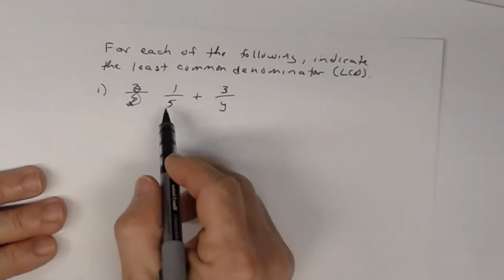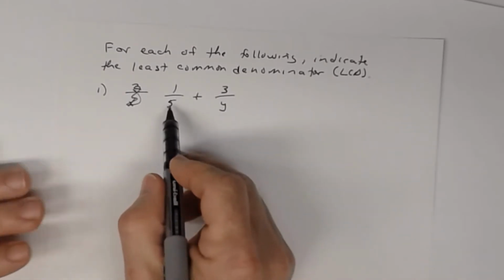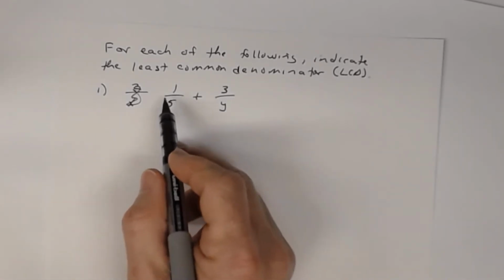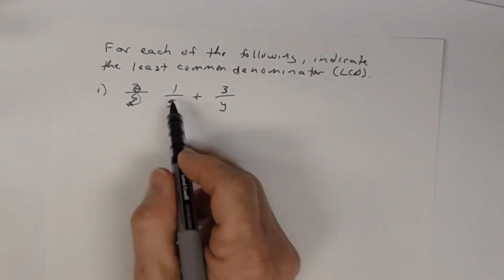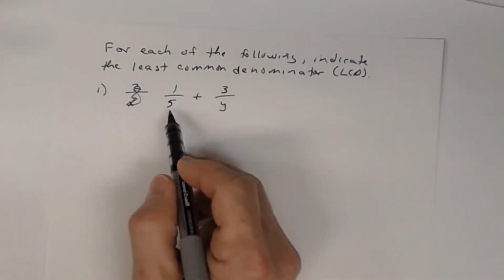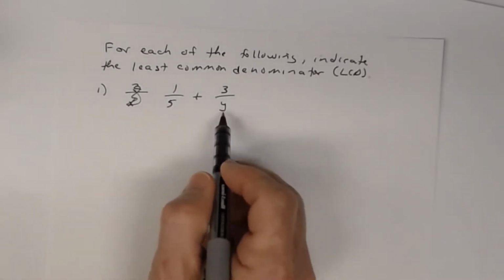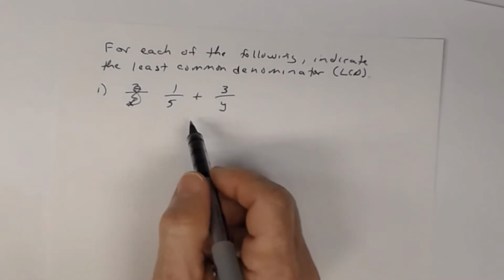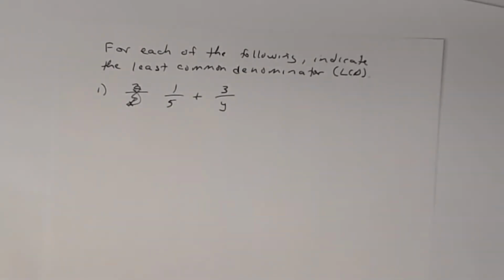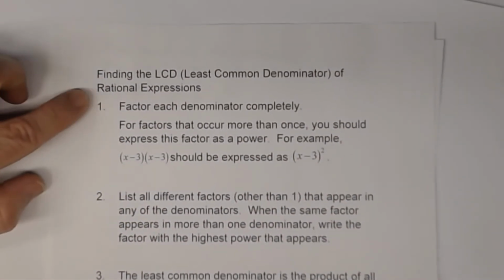So the first thing we're going to do is factor the denominators. Notice that there's nothing I can do with the denominator 5. I cannot factor it. For one thing, it's prime. Secondly, it's a monomial. Same thing here, y is a monomial. So in terms of factoring, there's nothing to do in step one.